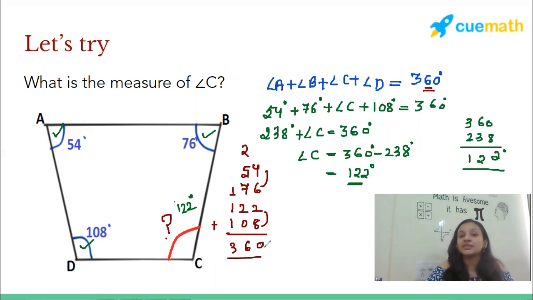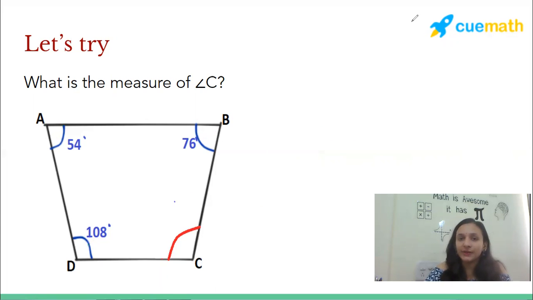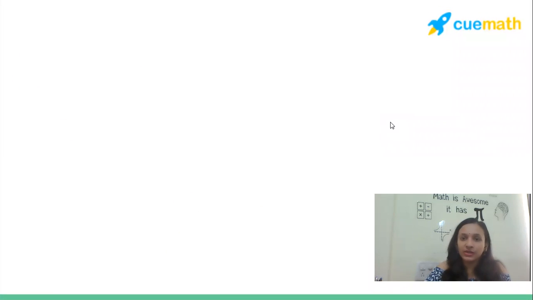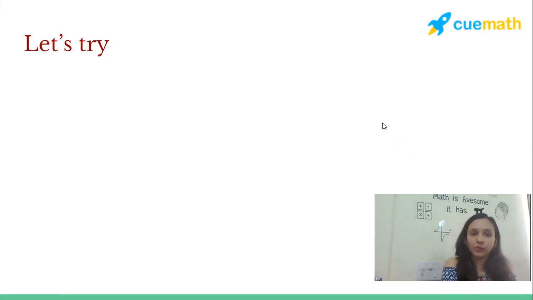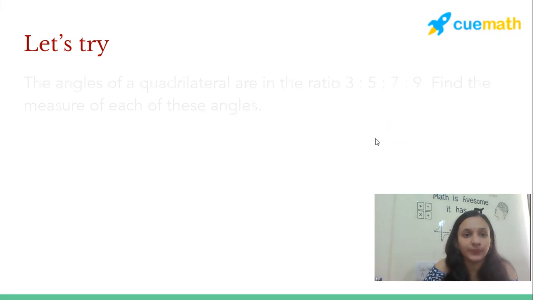So yes, we are getting the sum of all 4 angles to be 360 degrees. So our solution is correct, and the answer that we got, which is 122, is also correct. So that's how we solve it. We'll move on to the next question to try out. Because the first problem was the first one that we were solving, I helped you all a little bit. Now this is what you have to try on your own.